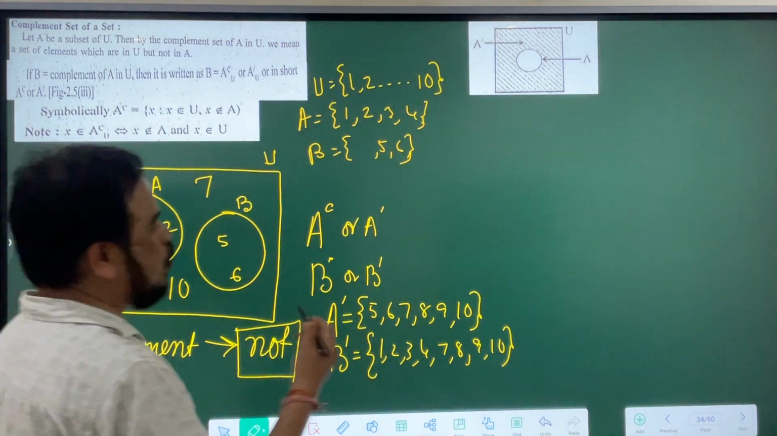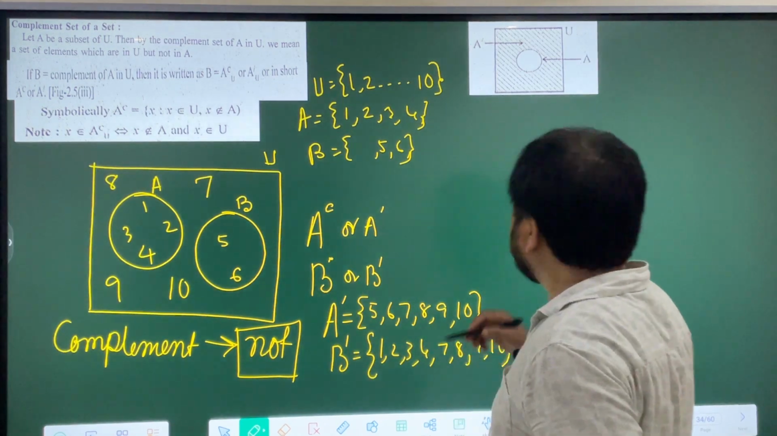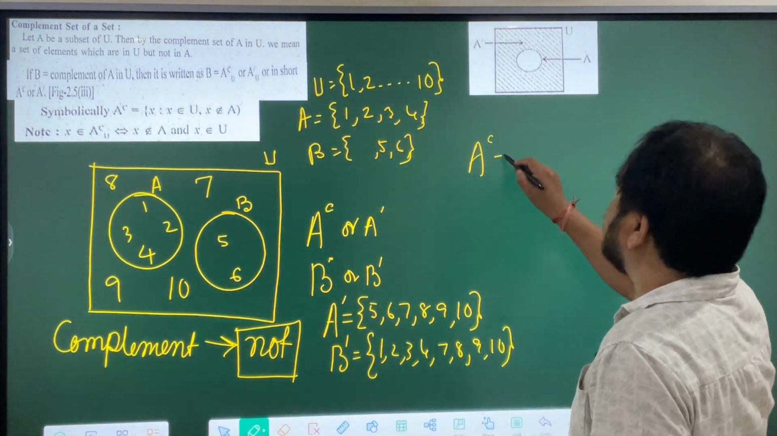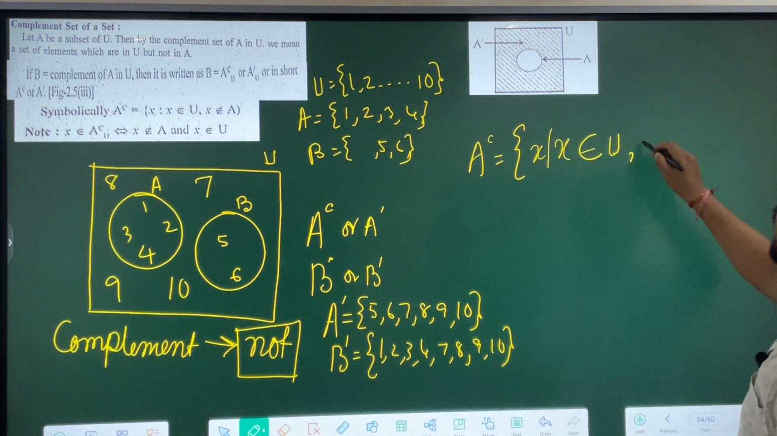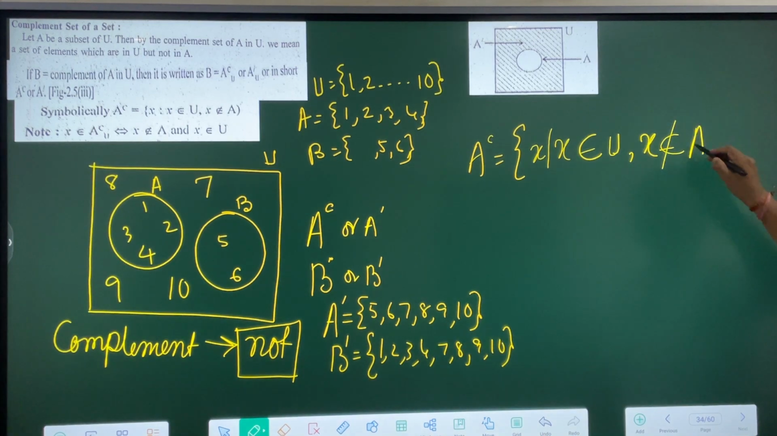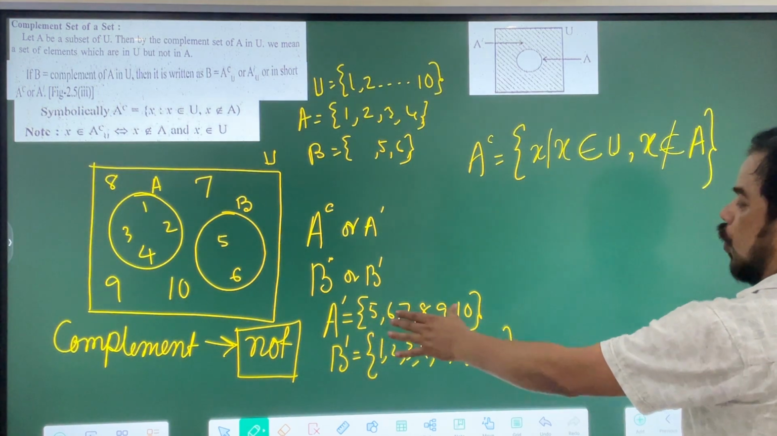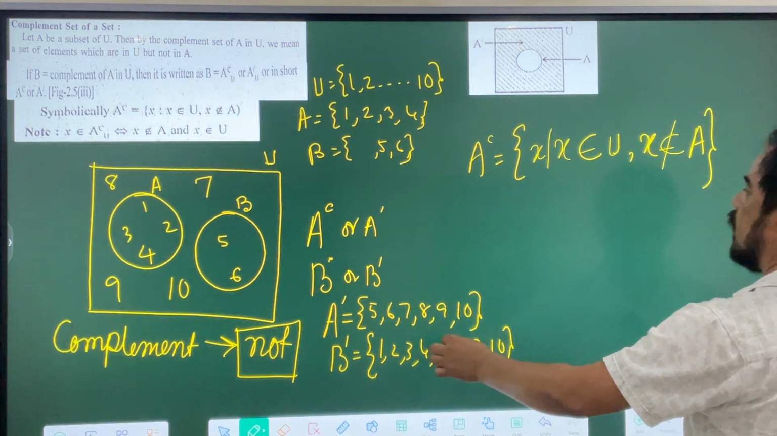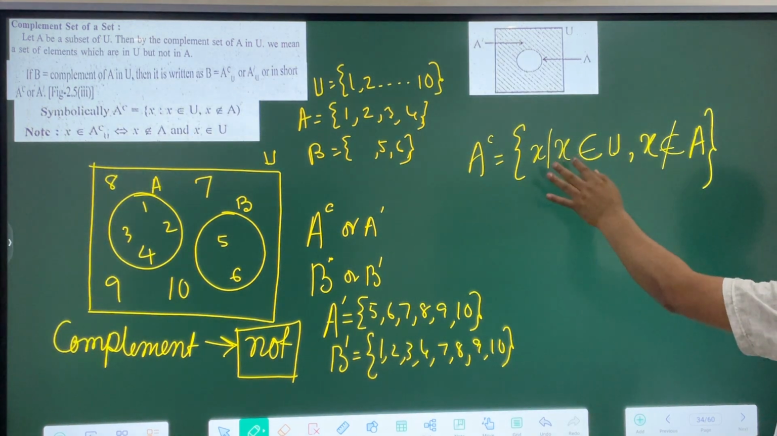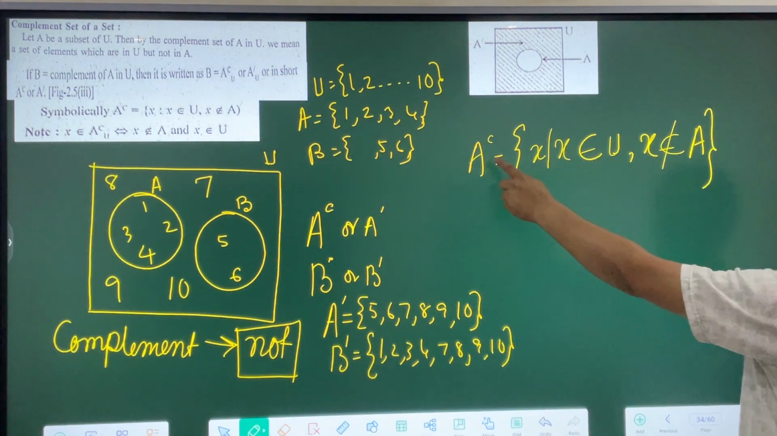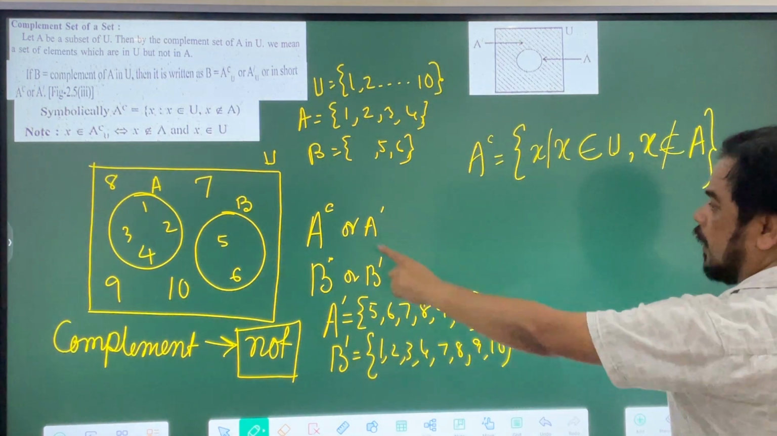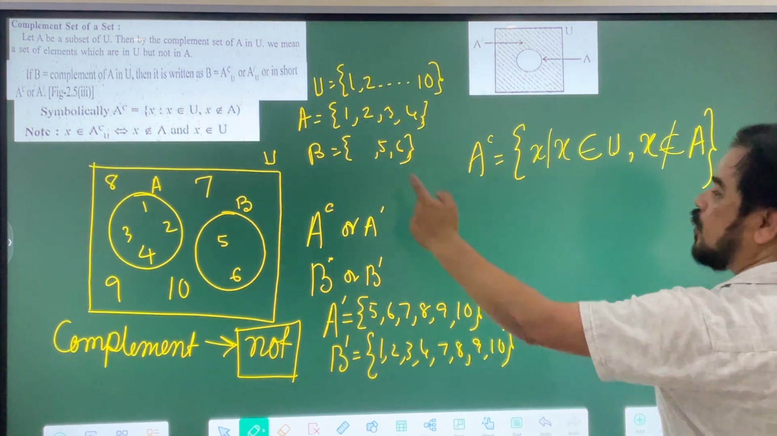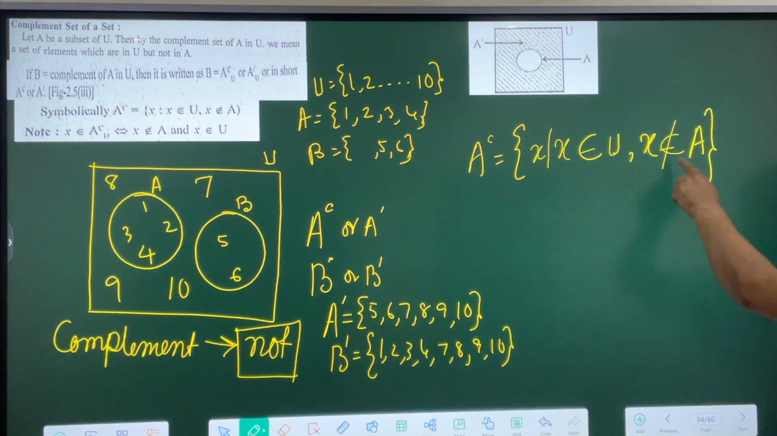So what does it mean? Shortly, in rule method we have to write A complement is equal to {x | x belongs to U but x does not belong to A}. This is rule method. This is roster method, writing the elements directly. Here we are not writing the elements directly. x belongs to U. A complement means x which are all in U but not in A. 5, 6, 7, 8, 9, 10, they are not in A.